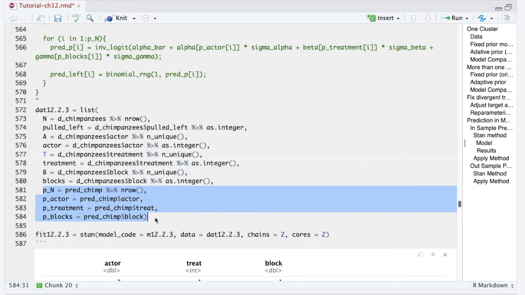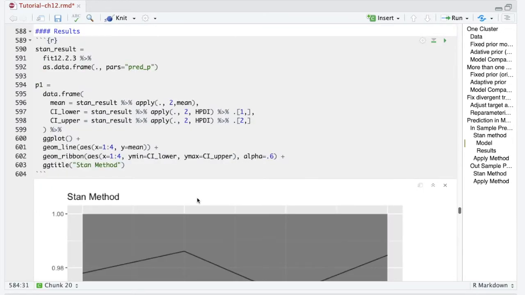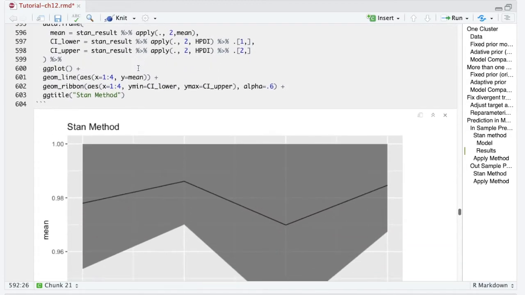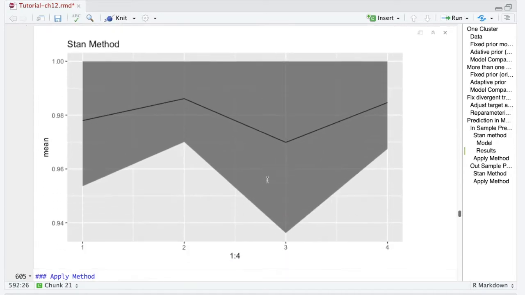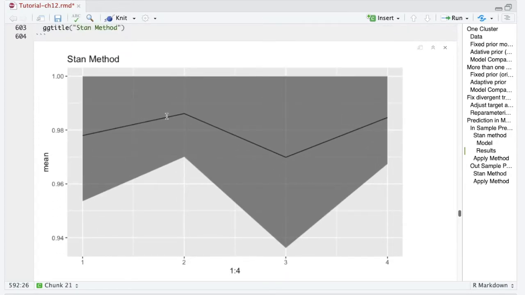So outside Stan, we just need to modify the input data list, and then we just extract the results like we did in our linear model. So we can have the same confidence interval and mean prediction as usual. So this is our backtest predictions for chimpanzee 2 in block 1 under treatment 1, treatment 2, treatment 3, and treatment 4. The gray area is the confidence interval and the black line is the prediction mean.